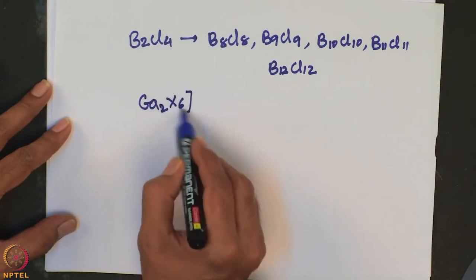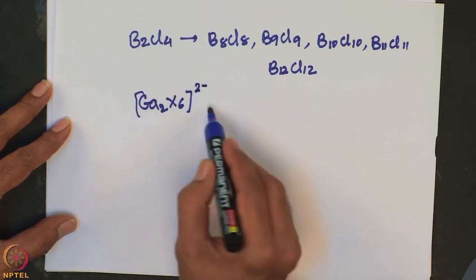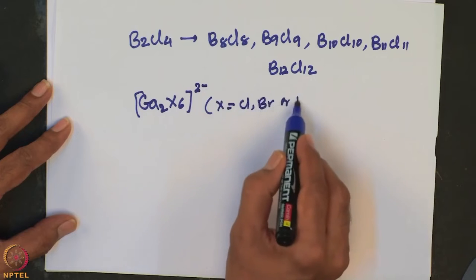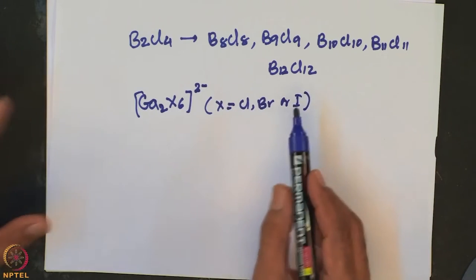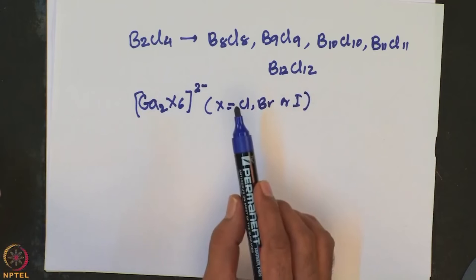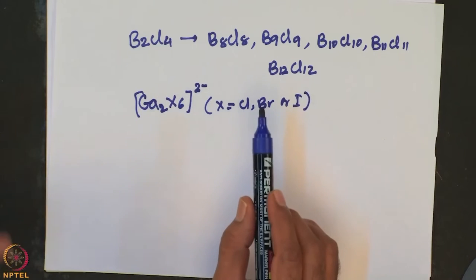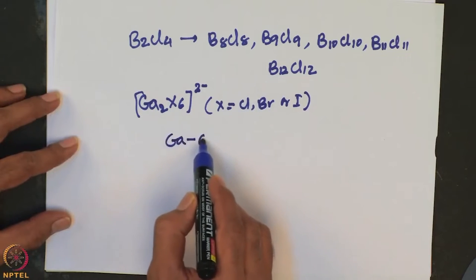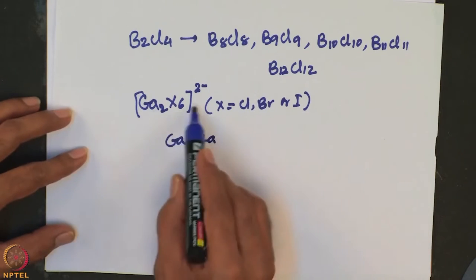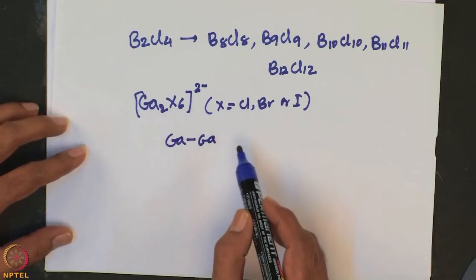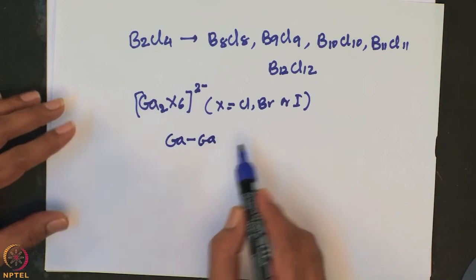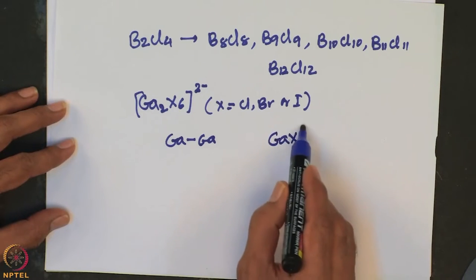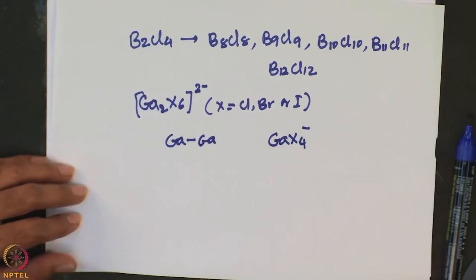And gallium(II) occurs in the species Ga2X6 2 minus, where X equals chlorine, bromine or iodine. Essentially this is formed by the electrolysis of gallium metal in strong acid. So these contain a gallium to gallium bond. As a result, this accounts for the plus 2 oxidation state, but they are readily oxidized by halogens to give GaX4 minus species.